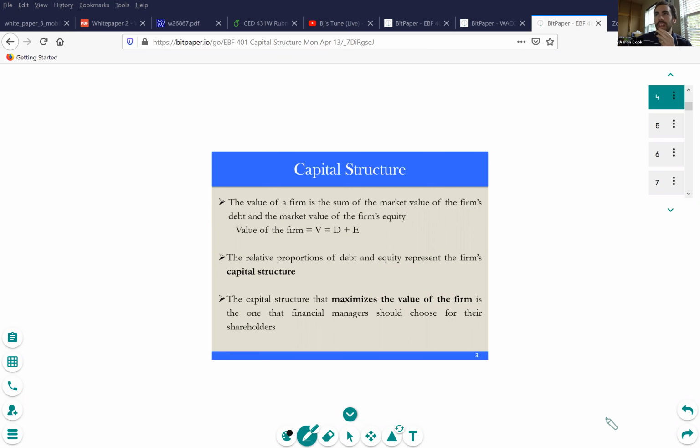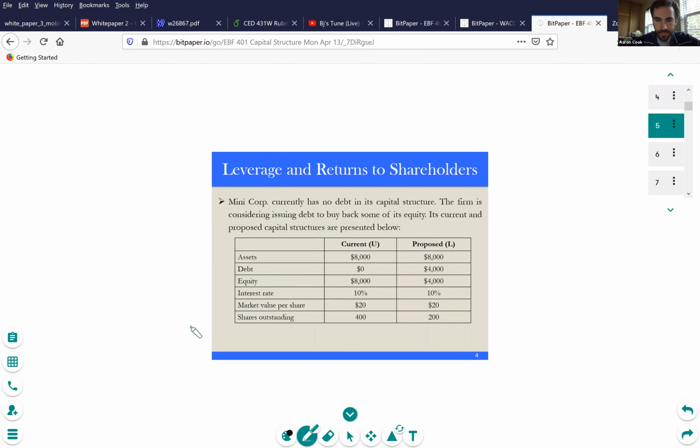We looked at a brief example last class, which I'll review this time as well, about how substituting debt for some of your equity increases the risk and return profile of the earnings. And so that was this key example that we looked at on this slide here, where we were considering two different capital structures.